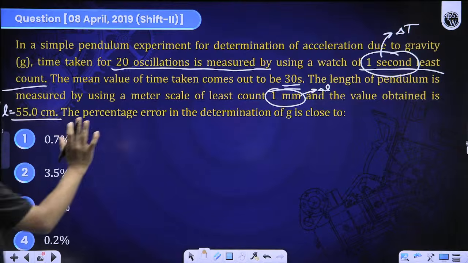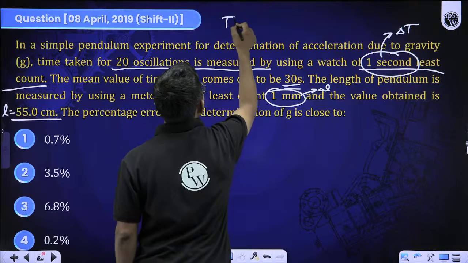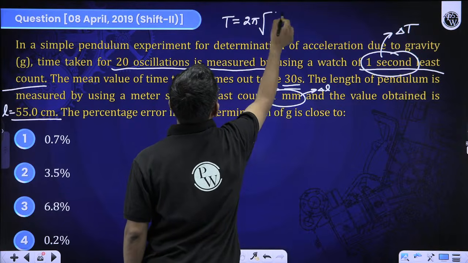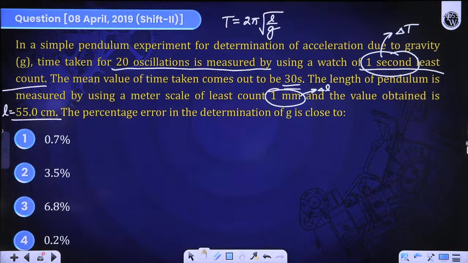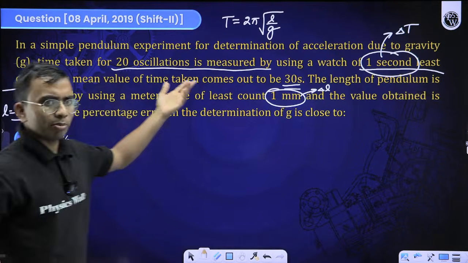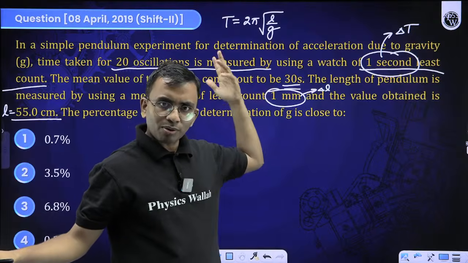Now in this simple pendulum experiment, we use this formula. You don't know this formula, but I'm telling you this formula, you can use this.